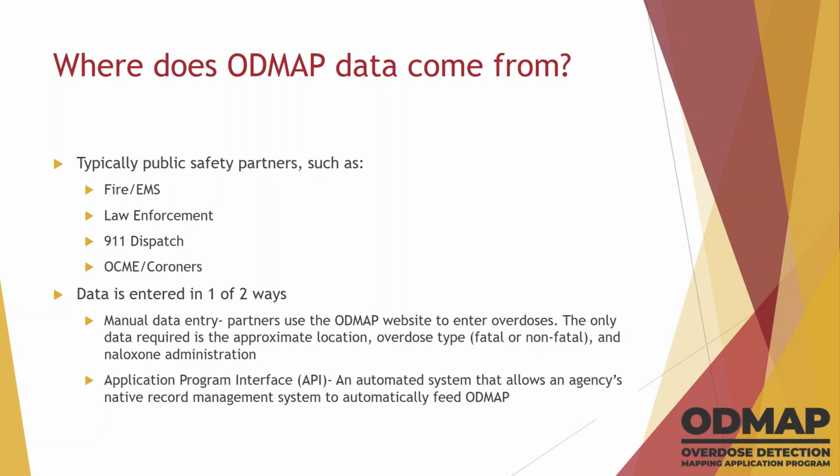The other way for data to be entered is through what is called an application program interface, or API. And this is an automated system that allows an agency's native record management system to automatically feed ODMAP. So we provide the coding, and then the agency is able to enter that into their record management system, and then they feed us data.